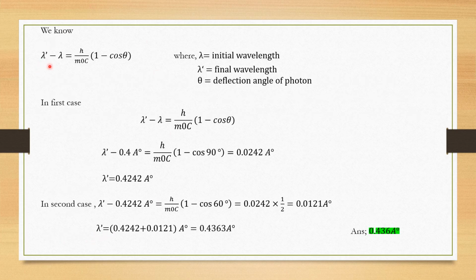We know that lambda prime minus lambda is equal to h by m naught c times 1 minus cos theta, where lambda is the initial wavelength, lambda prime is the final wavelength, and theta is the deflection angle of the photon. So in the first case, we find lambda prime will be 0.0242 Angstrom, and for the second case the initial wavelength will be the previous result. By putting these values in the equation, we find that the final wavelength will be 0.4363 Angstrom.